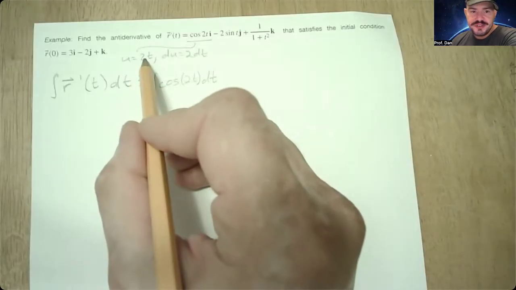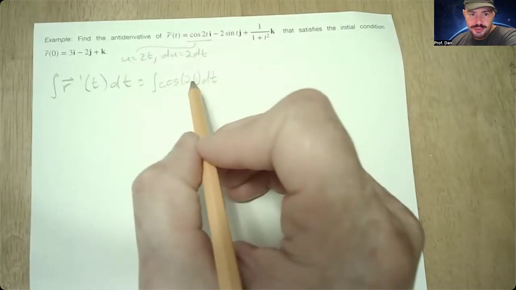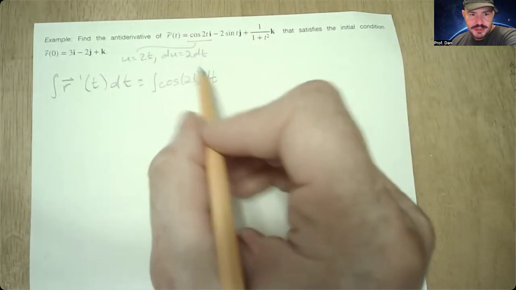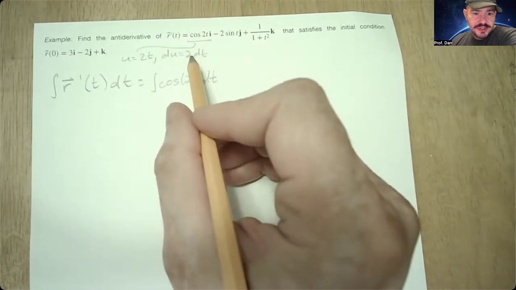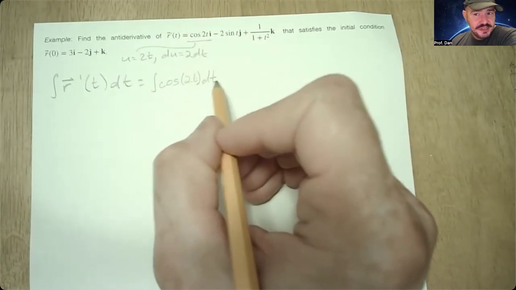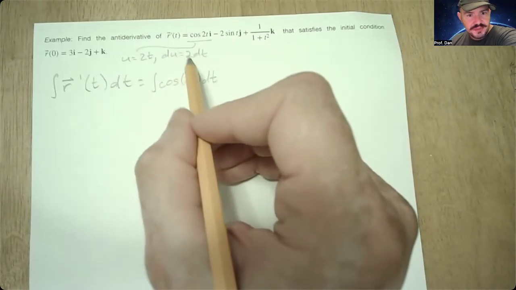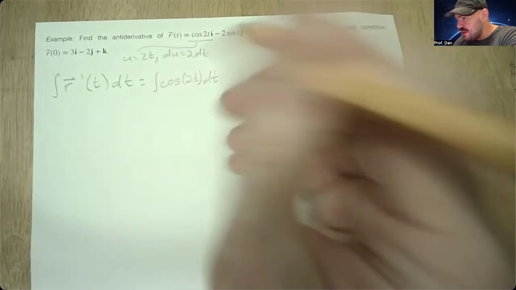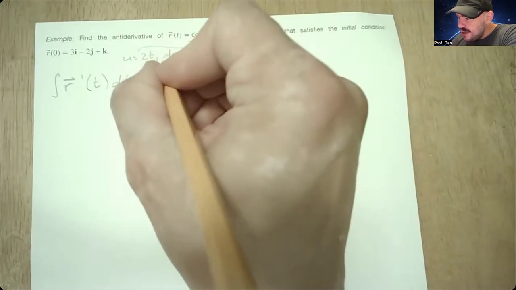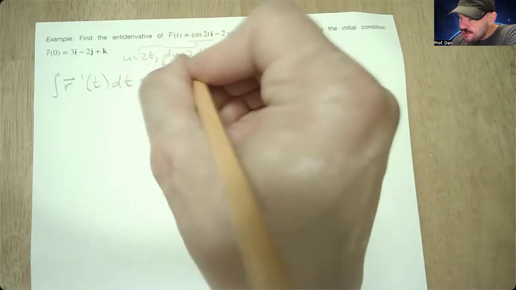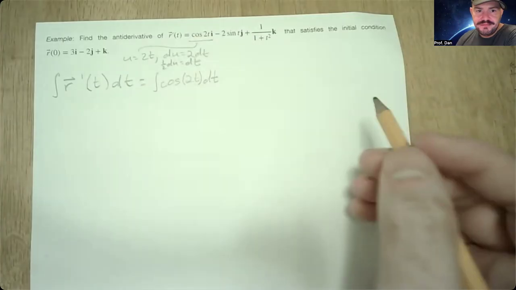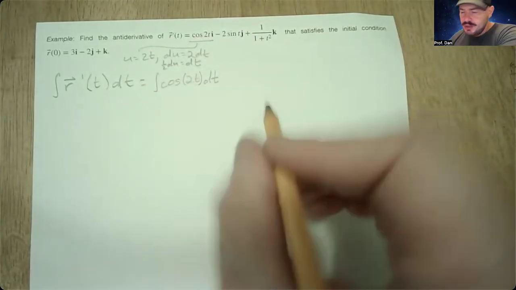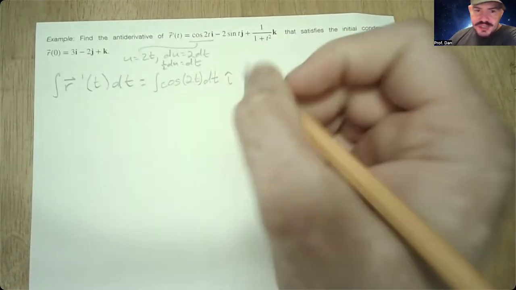Remember we can replace our 2t with just u, right? I don't have a 2 dt though, I just have a dt. So what I can do is divide both sides by 2, or multiply both sides by a half. So I end up getting 1/2 du is equal to dt. And of course, this is i.